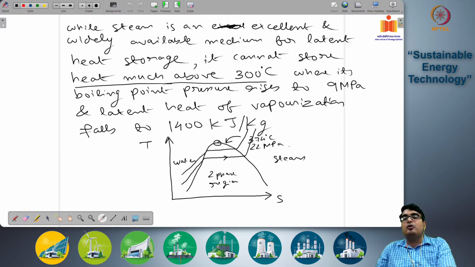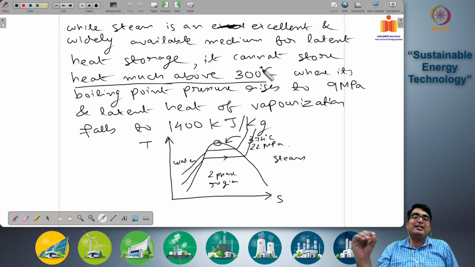Now we pressurize steam in order to make it work in a steam turbine power plant and to increase the temperature at which this steam is getting converted back into liquid water. So at 9 megapascals, the boiling point temperature has risen to 300 degrees centigrade from 100 degrees centigrade. But on the flip side, your latent heat of vaporization has fallen.